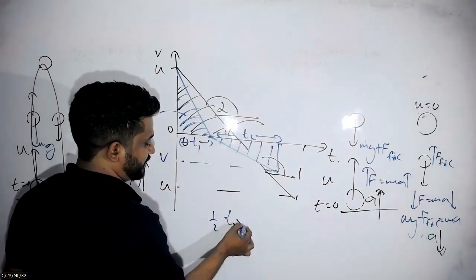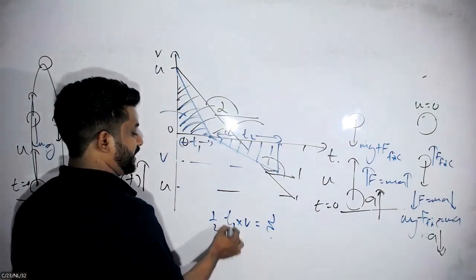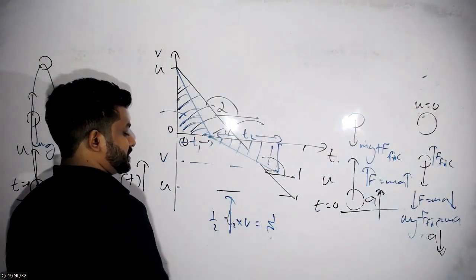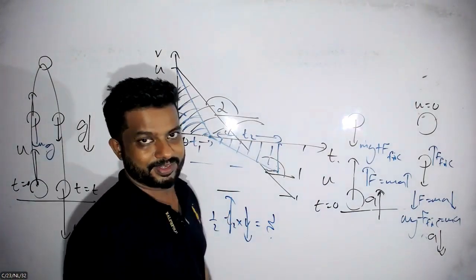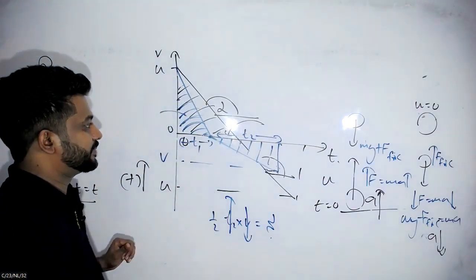Half into base into altitude equals displacement. When the time taken increases, velocity will reduce. Right? These are the points you need to know. Let me explain the question from the beginning.